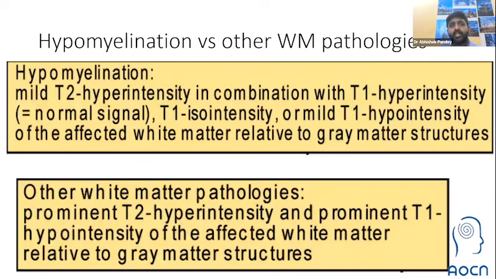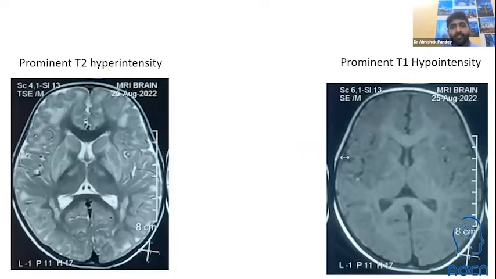If it is hypomyelination, it is mild T2 hyperintensity combined with T1 hyperintensity or T1 isointensity. While if it is other than hypomyelination, like demyelination or dysmyelination, it will be prominent T2 hyperintensity and prominent T1 hypointensity. So if we look at our index child images, we can see in the T2 weighted, there are prominent T2 hyperintensities and T1 hypointensity. So it was predominant white matter involvement apart from hypomyelination.